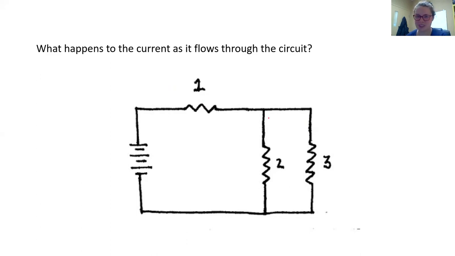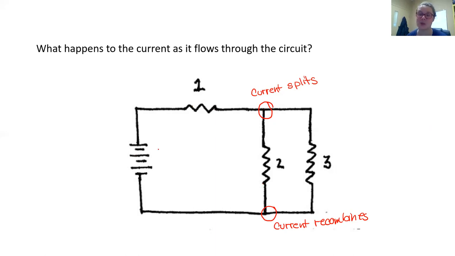So when we get to this junction point, current splits. Okay, but at the other end, current recombines. Okay, so if we think about our path, all of the current that goes through this first resistor has to be equal to the current added up between these two, because the current leaves from this resistor, it splits, then it recombines and returns to the battery.